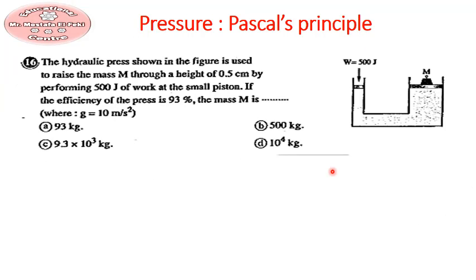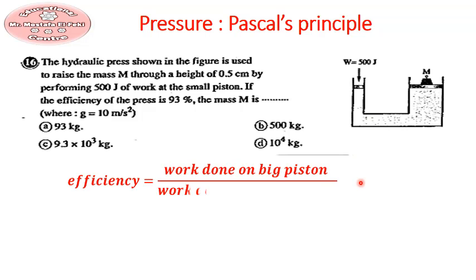The hydraulic press shown in the figure is used to raise the mass M through a height of 0.5 centimeter. Then the mass M will rise up 0.5 centimeter by performing 500 joule of work at the small piston. If the efficiency of the press is 93%, what is the mass M?